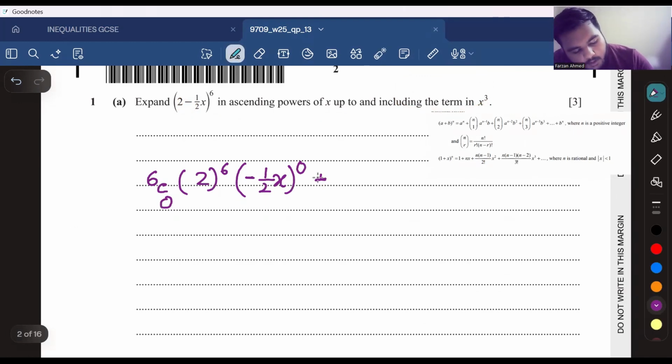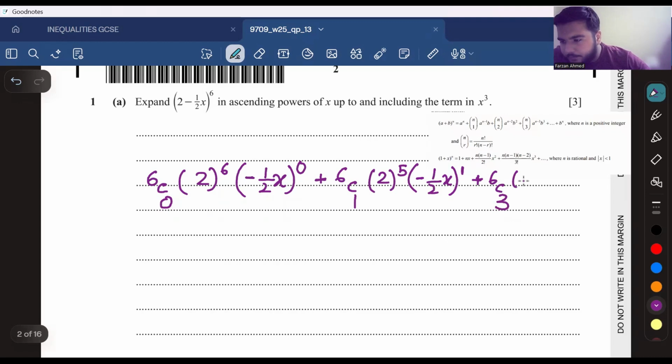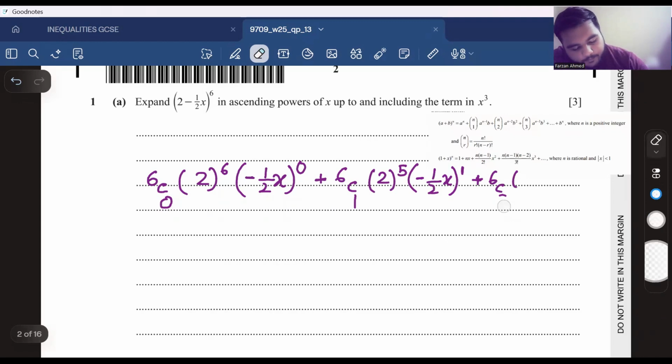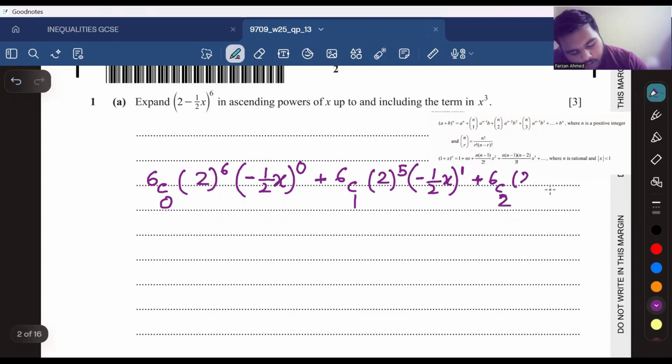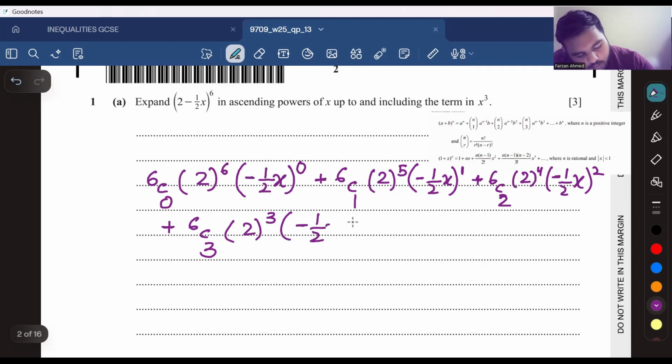Now this will be plus 6C1 (2) raised to power 5 (minus 1 upon 2 x) raised to power 1. Now plus 6C2, my bad, 6C2 (2) raised to power 4 (minus 1 upon 2 x) raised to power 2, plus 6C3 (2) raised to power 3 (minus 1 upon 2 x) raised to power 3.